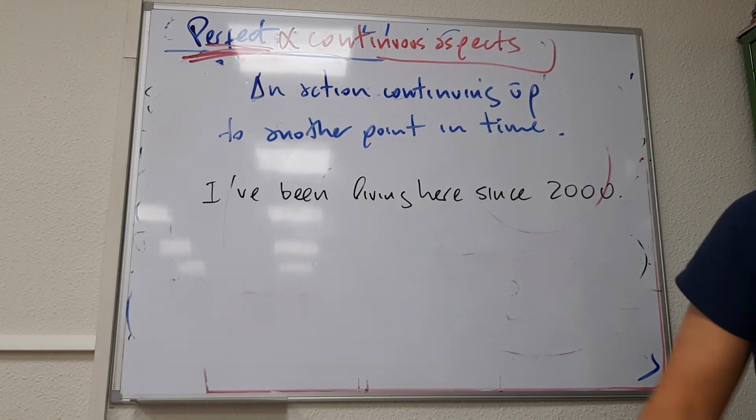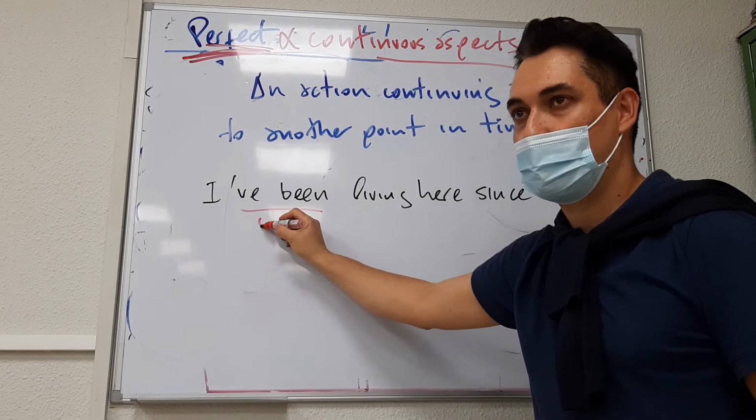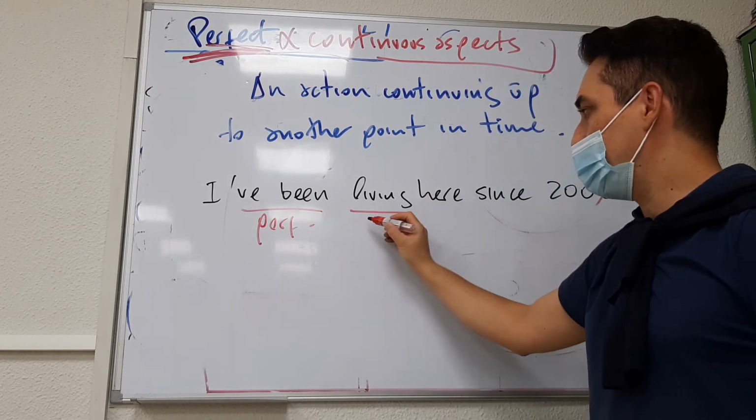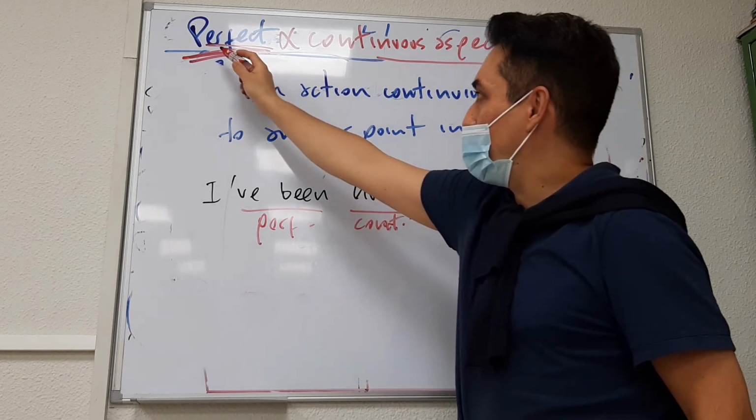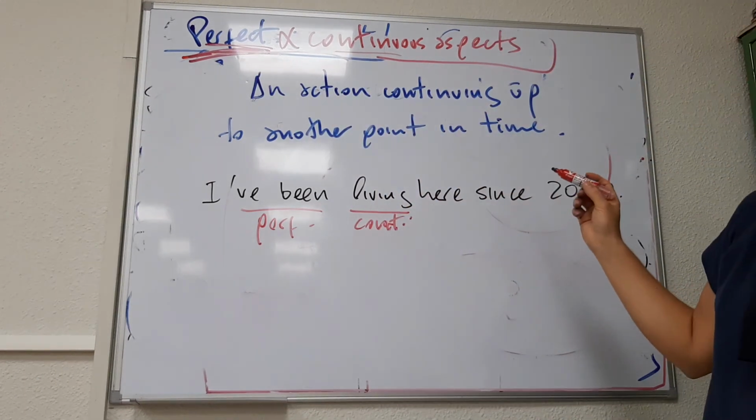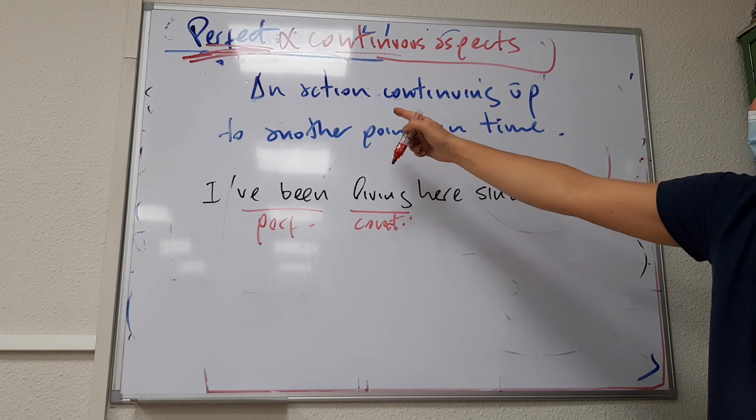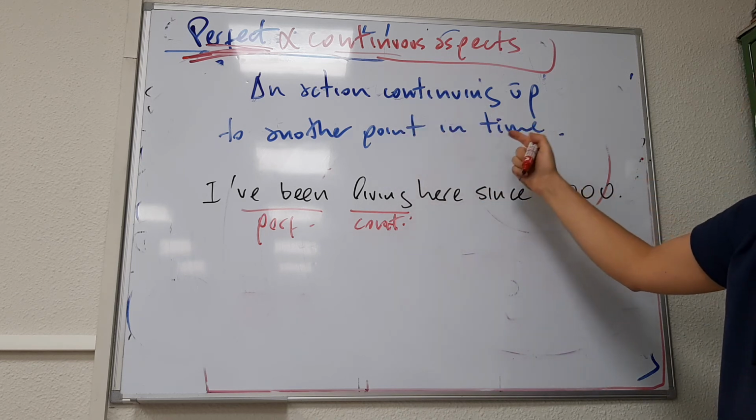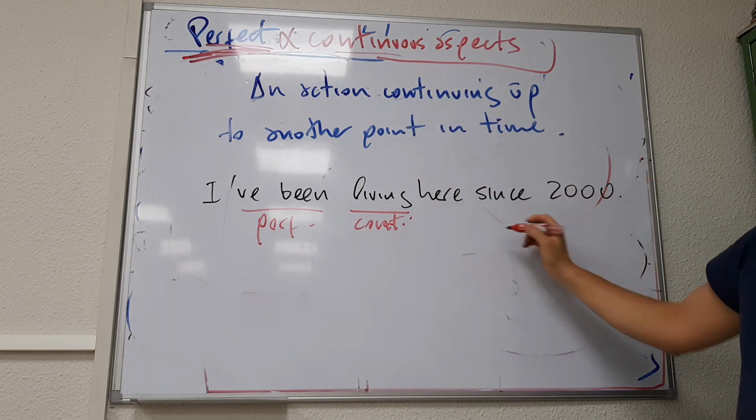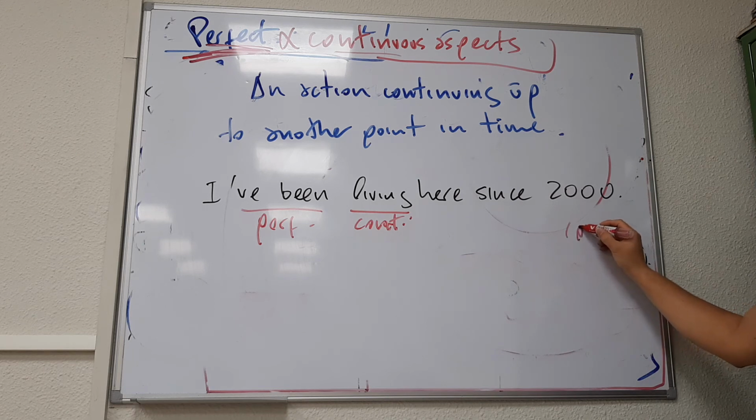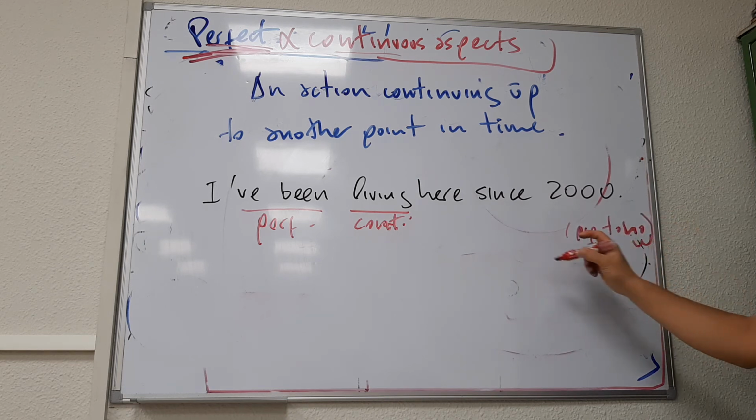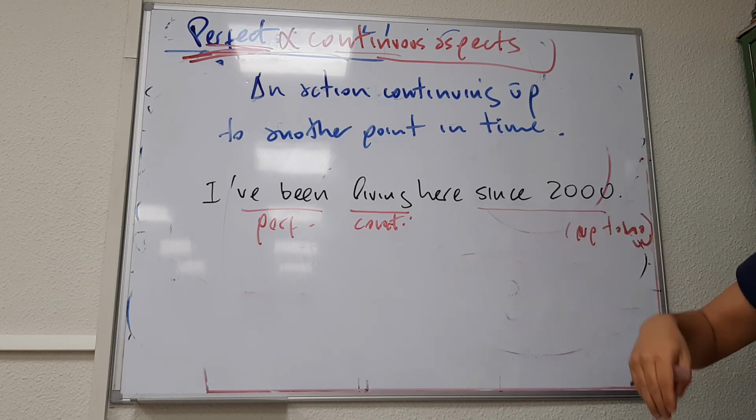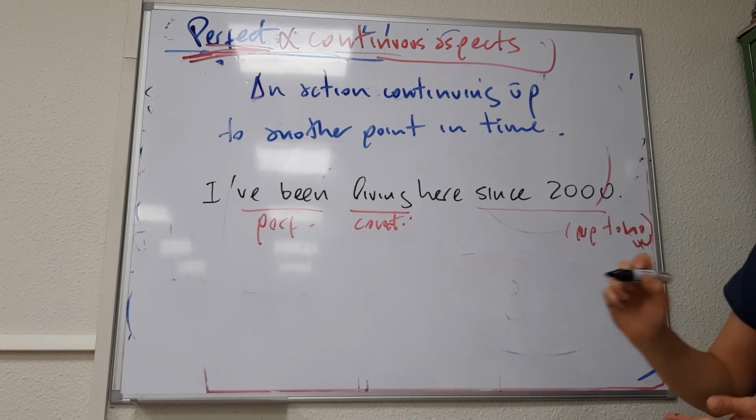What am I doing here? I've been, this is perfect tense. Living, this is continuous tense. So again, combining perfect and continuous to what? To represent an action continuing up to another point in time. So, up to now, yeah? Since 2000 until now.